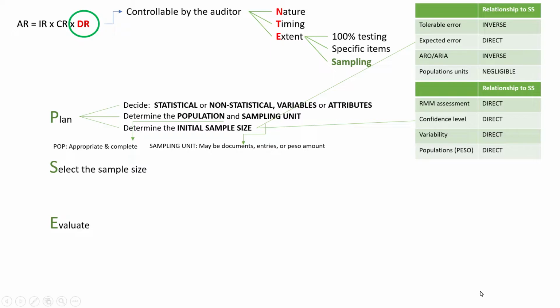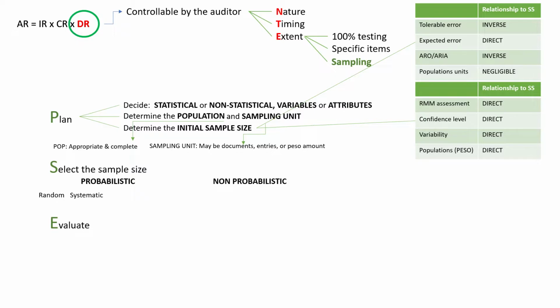Let's now go to the second step, and that is selecting the sample size. When selecting the sample size, the auditor will choose between probabilistic and non-probabilistic sample selection techniques. One thing to remember is that probabilistic sample selection techniques refer to, for example, the very popular random selection, wherein each item in the population has an equal and known chance of being selected. This will also refer to systematic selection.